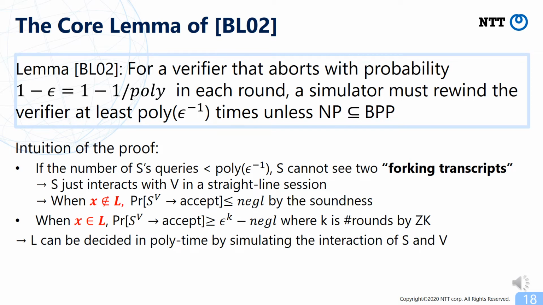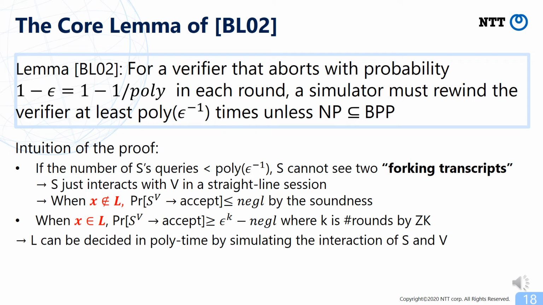Then we can embed the real verifier's messages into the responses to queries to the simulator for such a straight line session, and as a result, we can reduce the probability of the simulator outputting an accepting transcript to the probability that the cheating prover can let the verifier accept. Therefore, by the soundness of the protocol, if x is false, this probability is negligible.